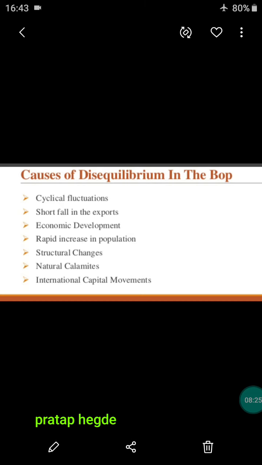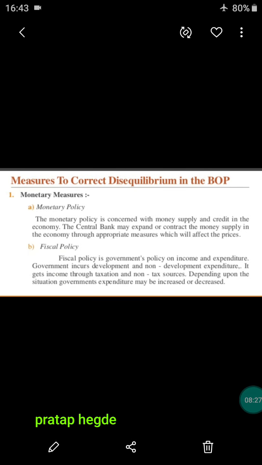Mainly, the steps are classified into two measures. First one is monetary measure to correct disequilibrium, and the second one is non-monetary measure. At first, we will be studying about the monetary measures to correct disequilibrium in the balance of payment. Out of which, first one is monetary policy. The monetary policy is concerned with money supply and credit in the economy.